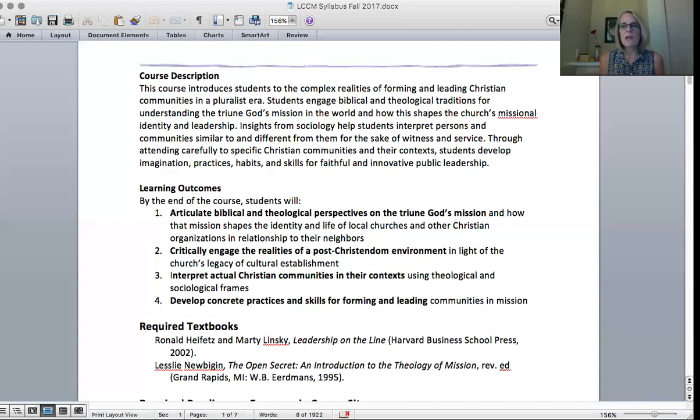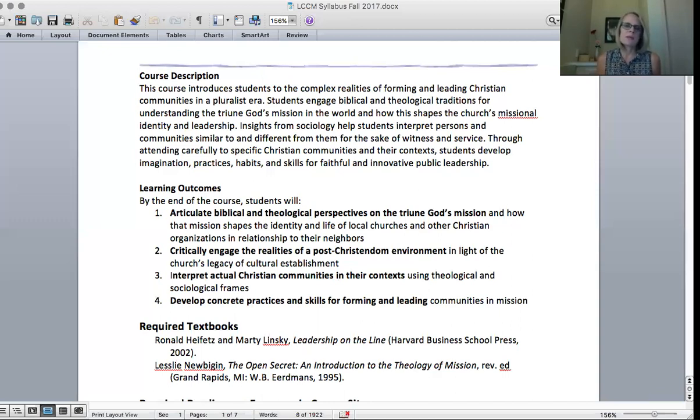You're going to use a theological lens. You're going to use some sociological understandings and frames to actually wonder, what is God up to, and what might their history, their financial situation, and their demographics tell us? How might that help us think about this community in light of the actual challenges that they're facing? And fourth, we're going to help you learn some concrete skills and practices as you lead in the future and as you form Christian communities in mission.